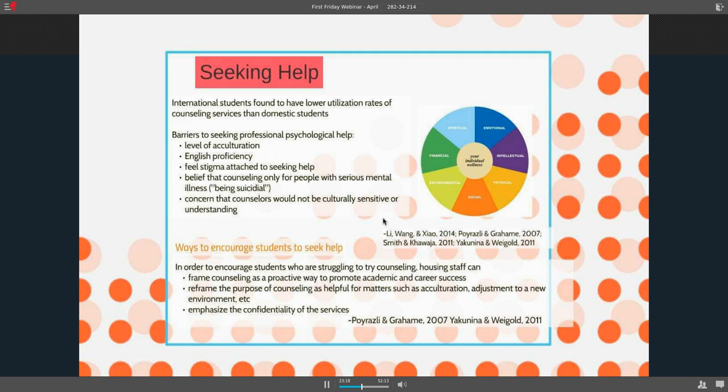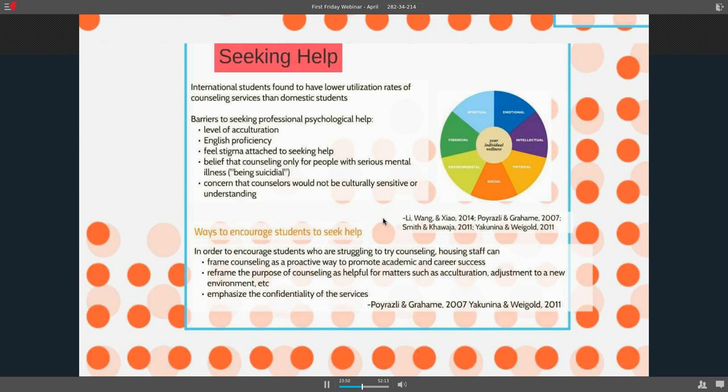And so I included the wellness wheel, that I know a lot of institutions use their version of this, because this idea of overall wellness, and counseling is a piece in it, rather than it's only for people with serious mental illness. Emphasizing the confidentiality can be really helpful, especially with the stigma piece. And then, of course, a lot of institutions have resources. They have counselors who maybe speak Mandarin or Korean, or they've had special training in cross-cultural issues. And so being familiar with what those options are and then communicating them to students can also help them.